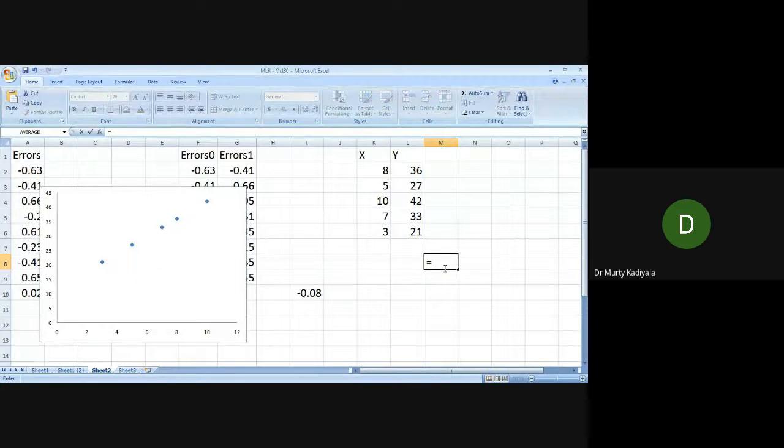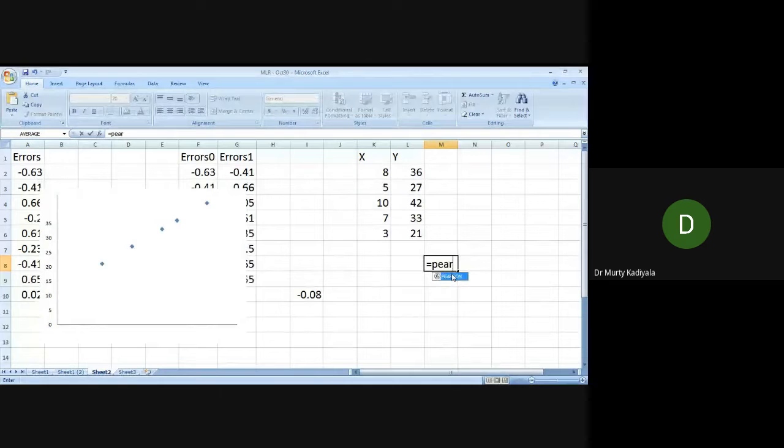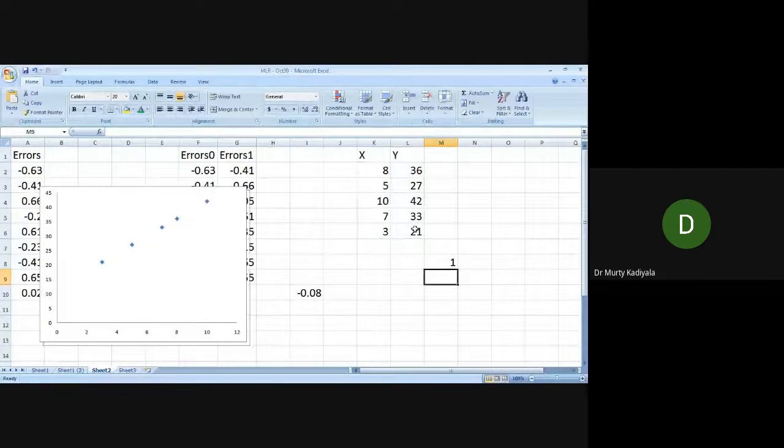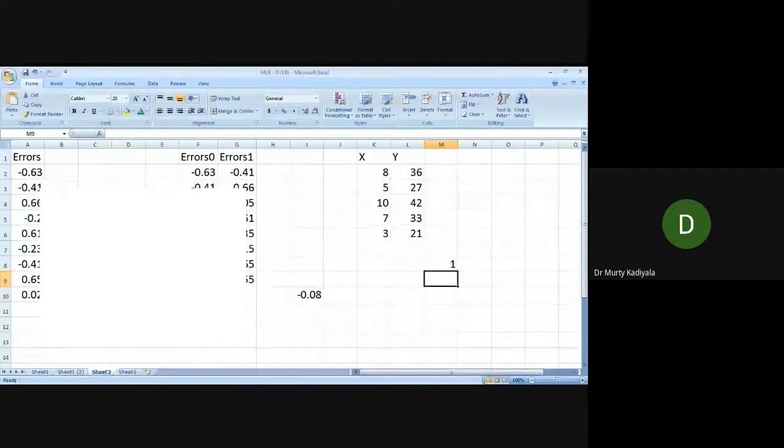What is the formula for correlation? Pearson. Pearson of this series, comma, this series. You will get the correlation. What is that? 1, sir. Is it not perfectly correlated? Yes, sir. If the two variables are on the same straight line, it means correlation is 1. Isn't it? Yes, sir. Okay, so using that concept, let me go back to our slide.